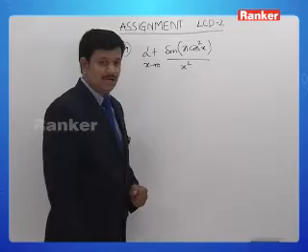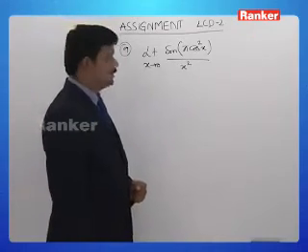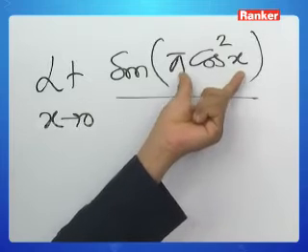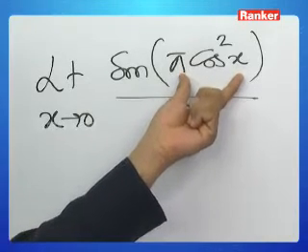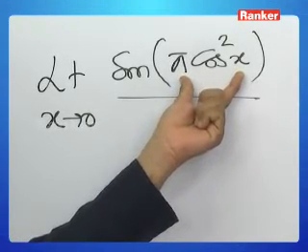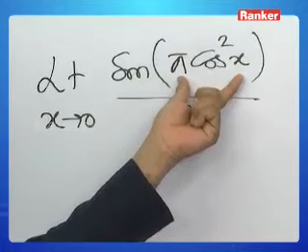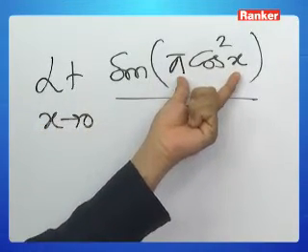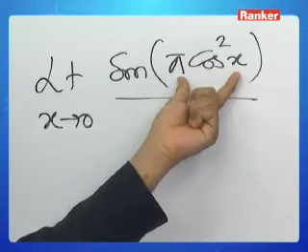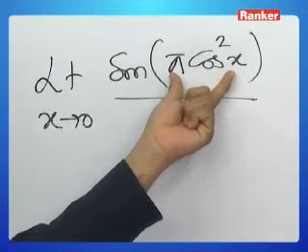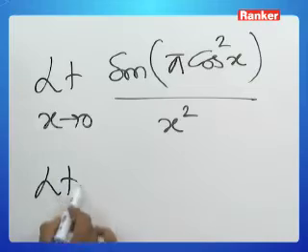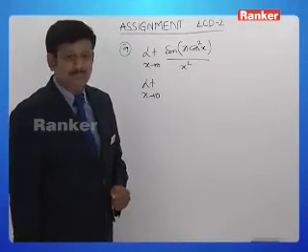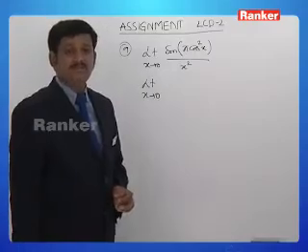Instead of using L'Hospital rule here, we can evaluate it directly. As x tends to 0, pi cos square x tends to pi, but evaluation would be simpler if we make this tend to 0. For that, let us use a property from trigonometry: sin theta is the same as sin of pi minus theta.